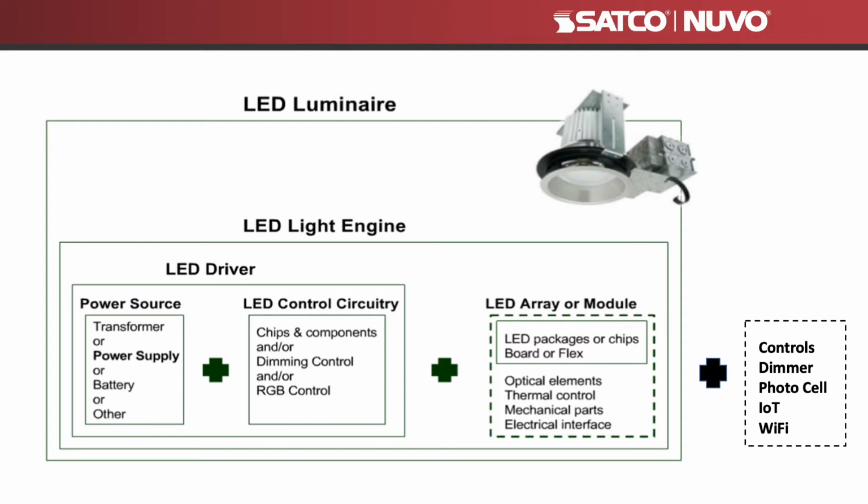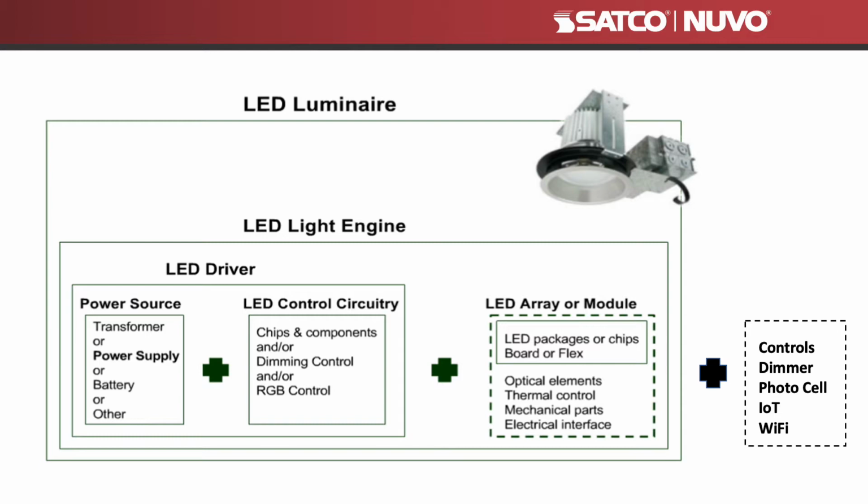So here's a picture of an LED downlight. It's got a power supply. What's the power supply? It's a driver. The LED control circuitry is in that driver. It's got an LED array or a module, which you see when you look from the ground.